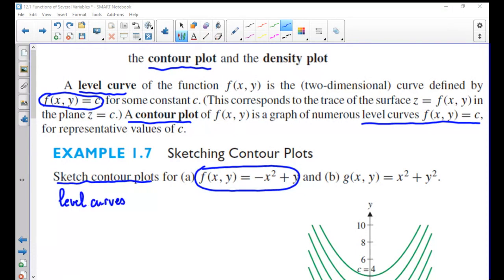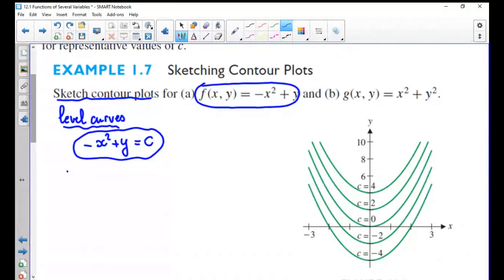You basically consider the function and make it into a constant c, like this, and then you choose different values of c. Yeah. So the function is minus x squared plus y. Make it equal to a constant c, and then we take different values of c.